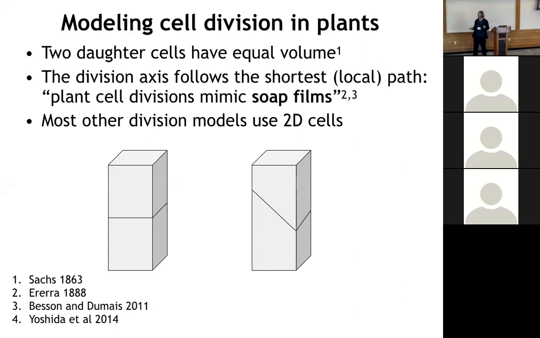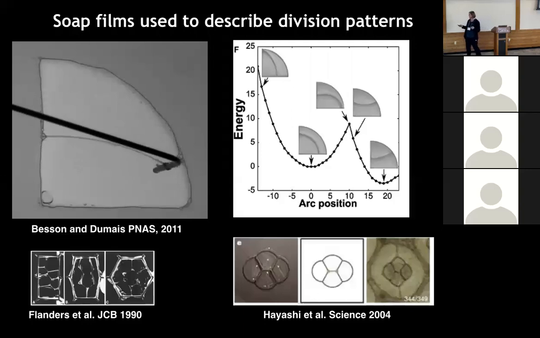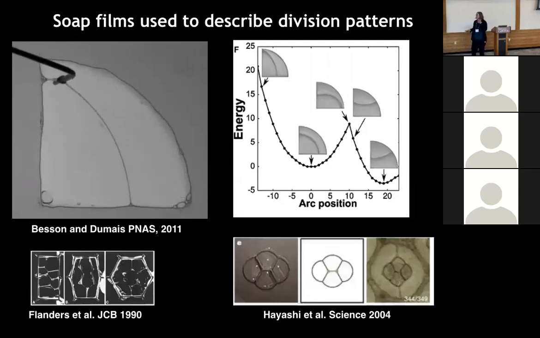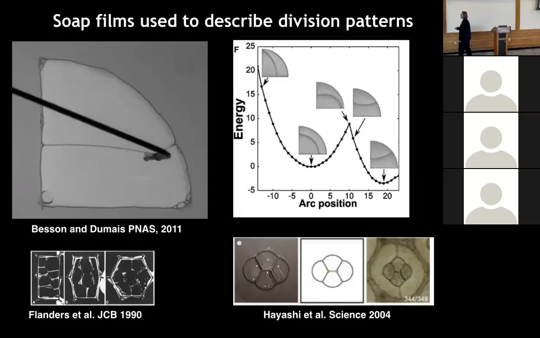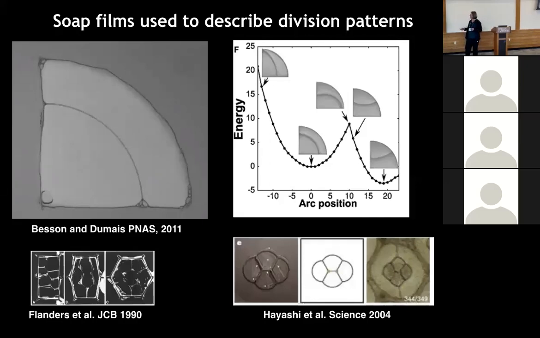Okay, so we used a soap film minimization approach. So let me show you. So this is actually a soap film. Isn't this cool? Take a look at that. But it turns out that if you have a plant cell that's shaped like this, the divisions that it will undergo are here, here, and here. And when we look on a population level, we can see that that's true. So it seems like soap films are a good way to predict plant cell division.